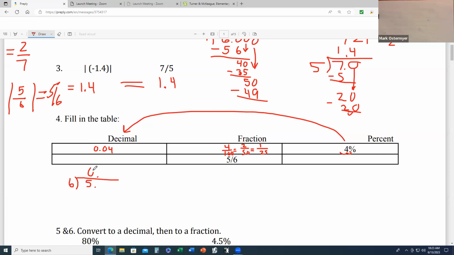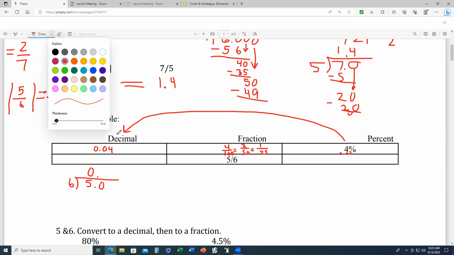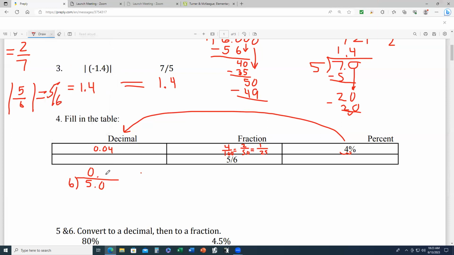Six does not divide into 5. Add a 0. 6 divides into 50 how many times? 6 times 6 is 36. 6 times 7 is 42, right? Yes. We can do better than that. How about 6 times 8? Isn't that 48? Yes. And what's 50 minus 48?